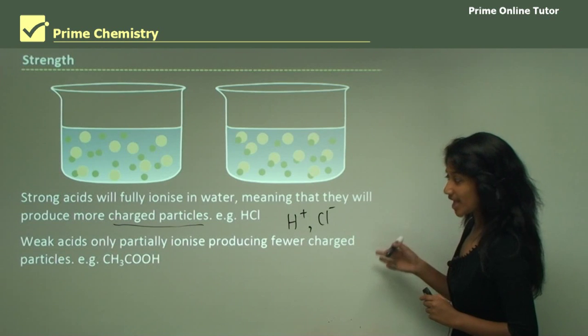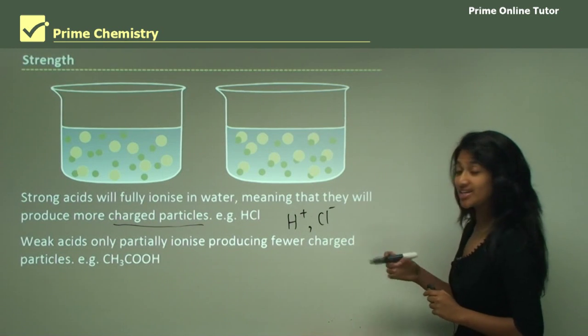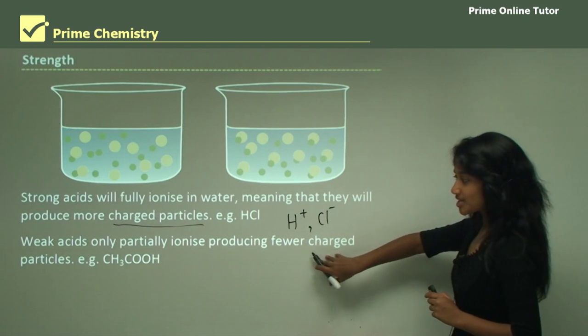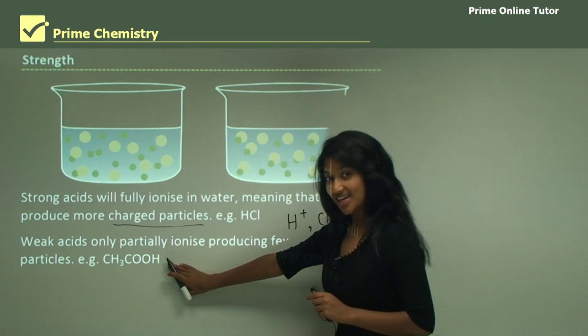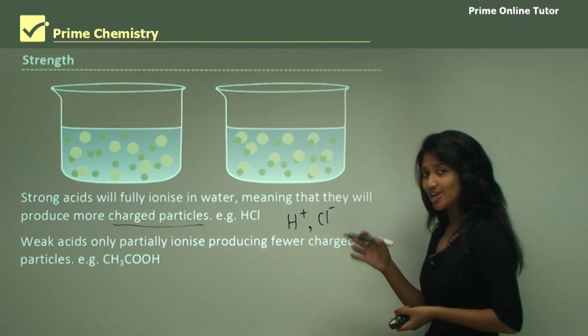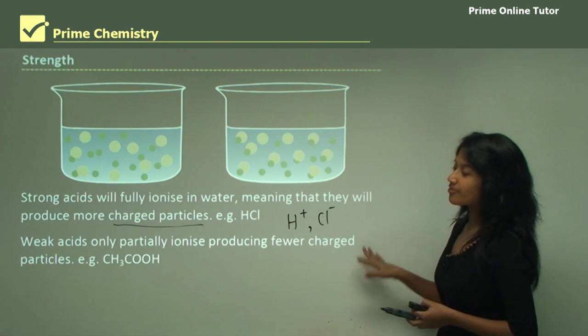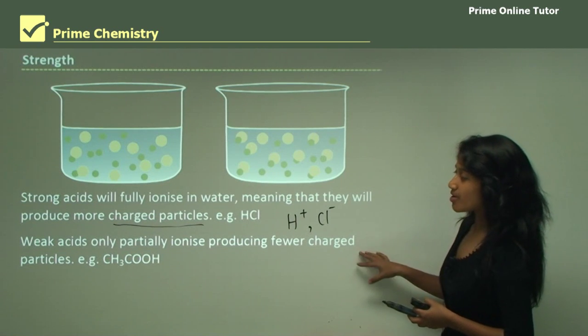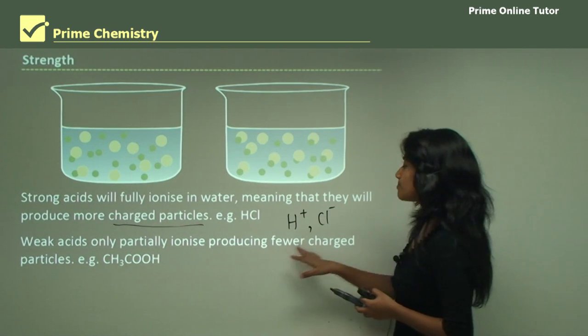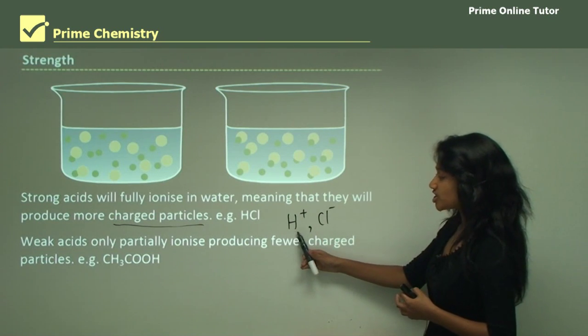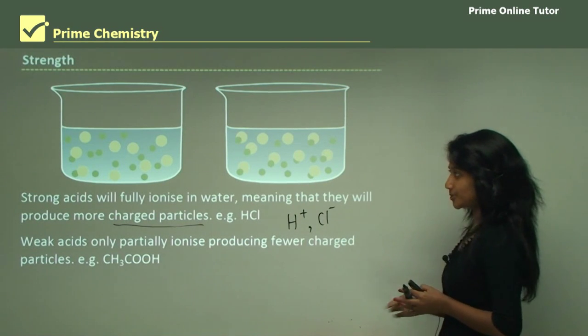But if you look at weak acids, only partial ionization occurs, producing fewer charged particles. So for example, we have acetic acid here, which produces a hydrogen ion and an acetate anion. As you can remember from last lesson, we did both of these, but now we're talking mainly about charged particles because we did realize that the H+ ion is a charged particle.